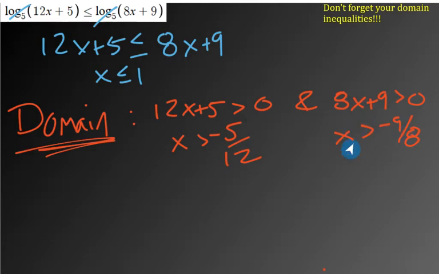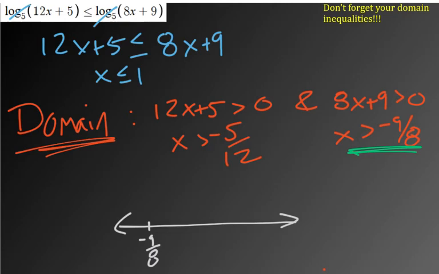This number right here is more negative than this one. So this one is not going to be useful in my answer, right? I can kind of show it on a number line. So if I have a number line here, let's take this one in green. So I've got negative 9/8 there. So anything in there is that green one, right?